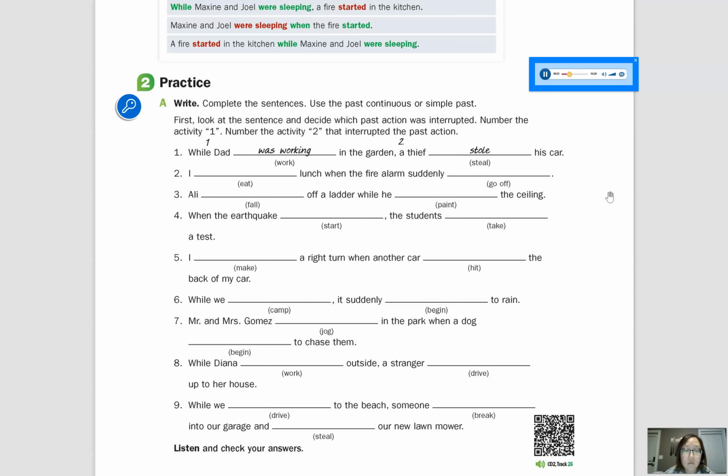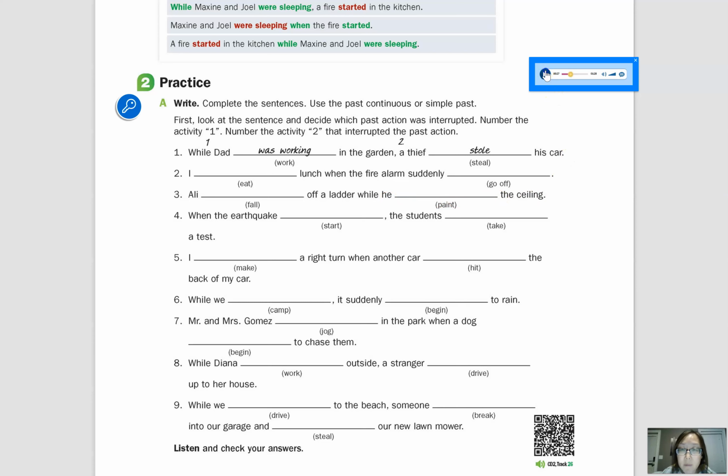3. Ali fell off a ladder while he was painting the ceiling. Okay, so for this sentence, number 1 is while he was painting the ceiling, because this activity was already happening, and then Ali fell off a ladder. This activity interrupted this activity. So we can put number 2 for this part. Ali fell off a ladder. That's number 2. Okay, and this is a hint. While is the adverb we use for the continuous activity.